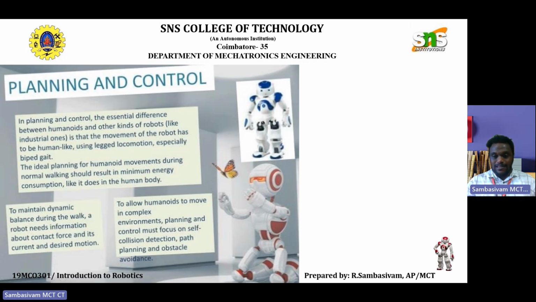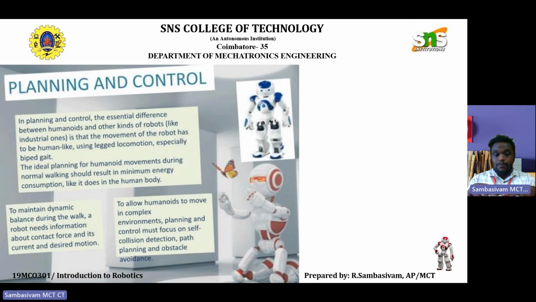Once the actuators are in place, there should be a plan and there should be control. Planning and control is one of the basic essential requirements and a basic differentiation between humanoids and other kinds of robots, like industrial ones. The movement of the robot is human-like, using legged locomotion, and ideal planning for humanoid robots during normal working should result in minimal energy consumption, as it does in the human body.